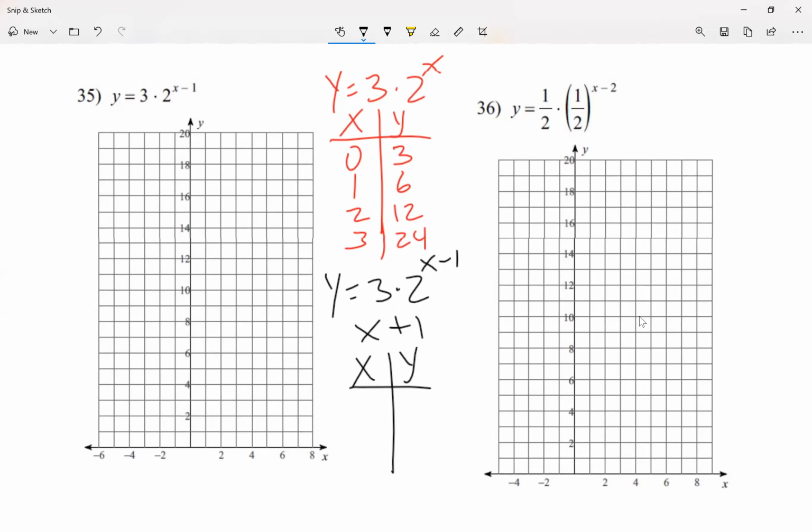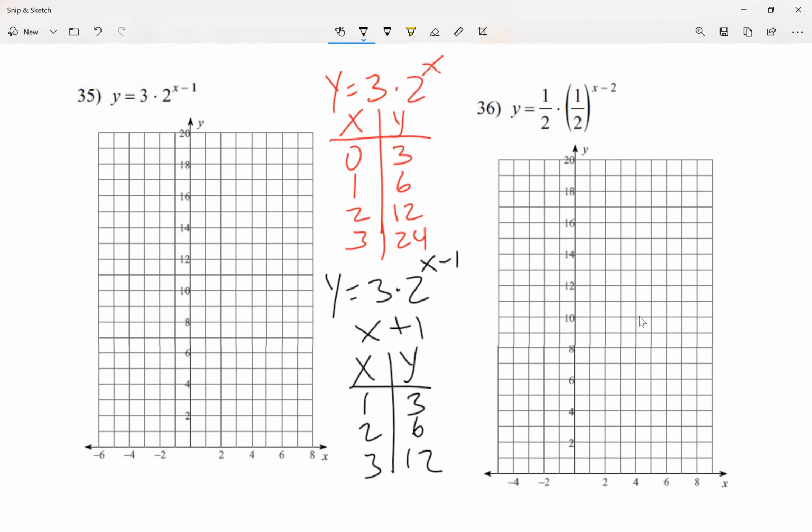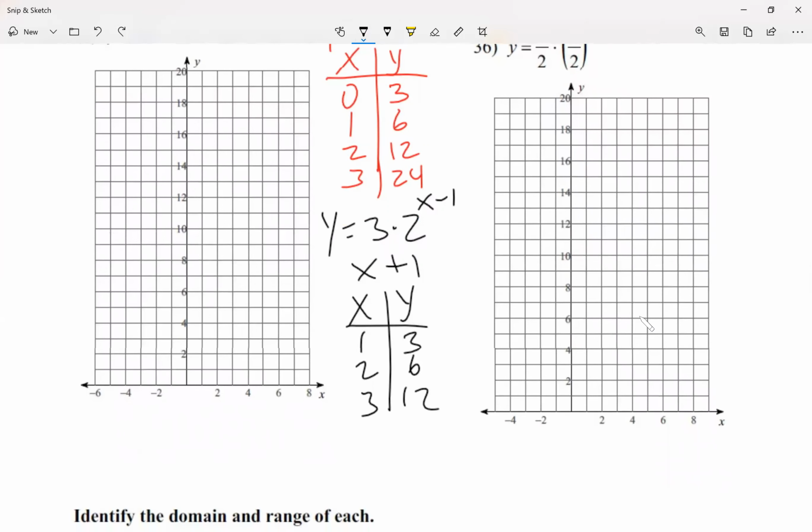Y values, leave them alone. So 3, 6, 12. 24 is not going to fit. So just the y values, leave them alone. On the x values, add 1 to them. So it's going to be 1, 2, 3. We still have this other point. It's not going to fit, but I'm going to put it in there, 4, 24. Okay, so my points here are 1, 3.